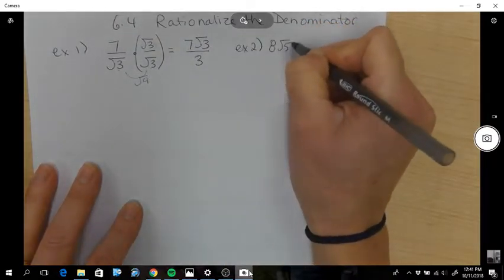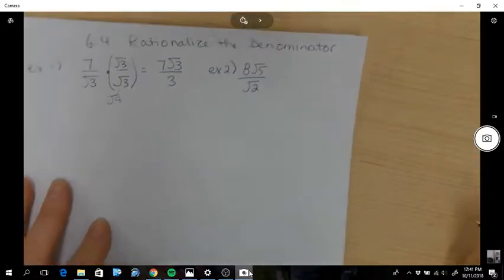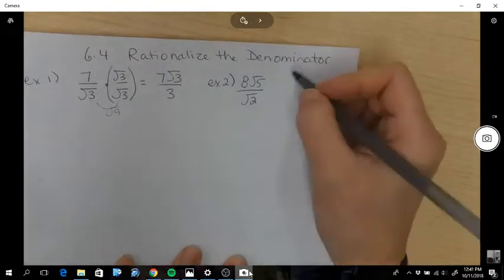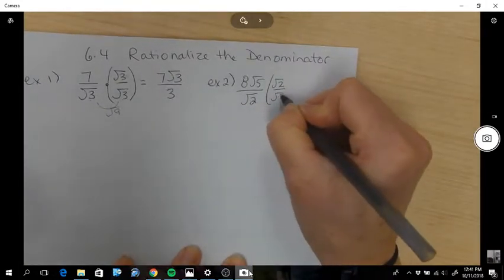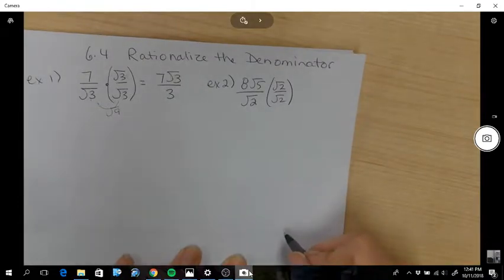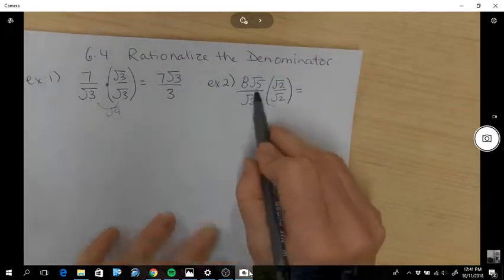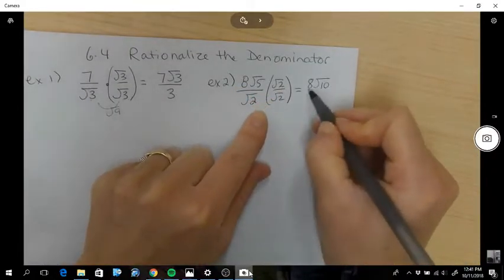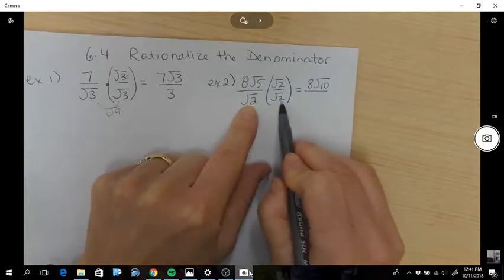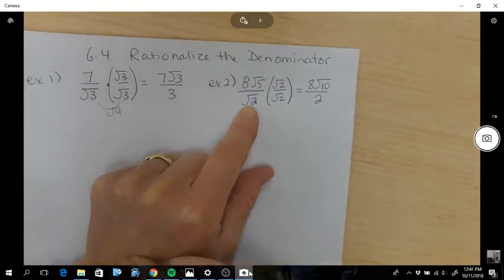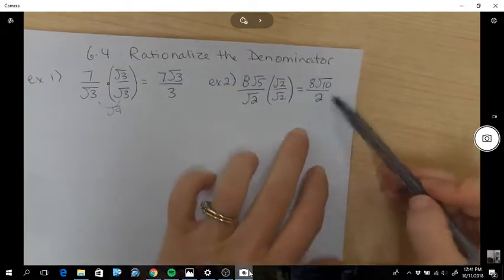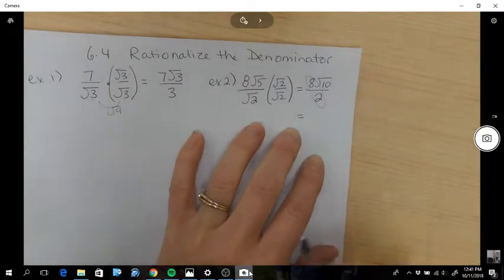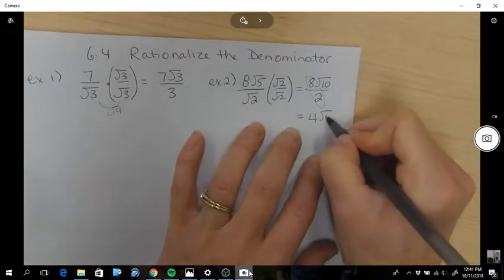Okay, now let's go to example 2. 8 root 5 over root 2. Okay, so I need to get rid of a root 2. So I'm going to times by root 2 over root 2. All right, now the numerator becomes 8 root 10. And root 2 and root 2 cancel each other to be a whole number 2. And then I'm just going to look at my final answer here. I can make this change. 8 divided by 2 is 4 root 10.